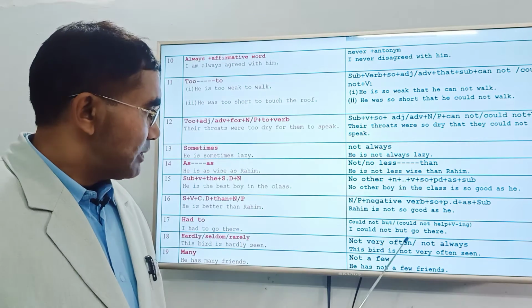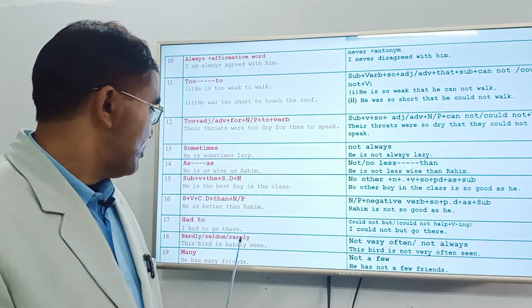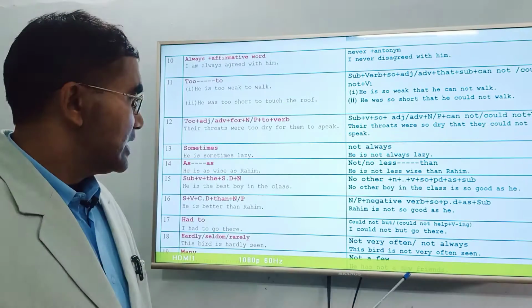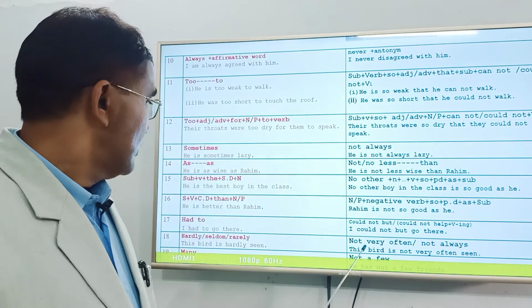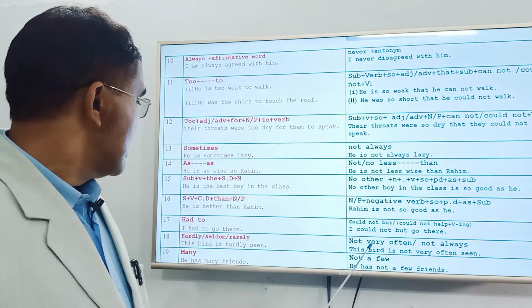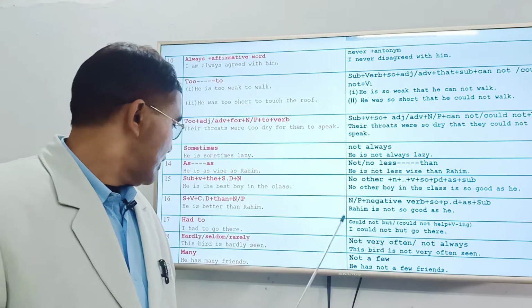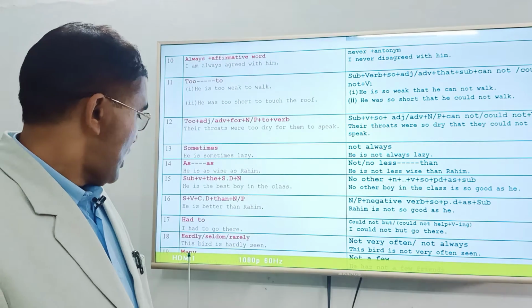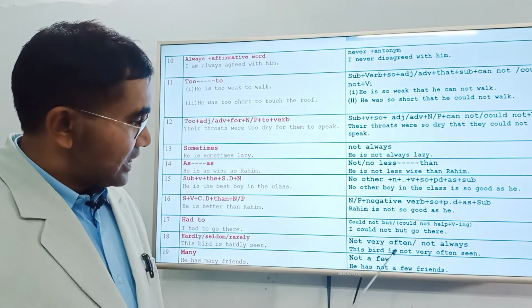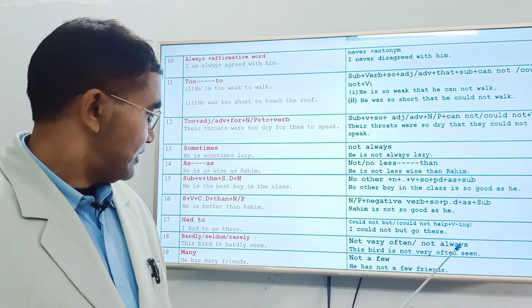I could not but go there. Next one: hardly, seldom, rarely. The negative form of hardly, seldom or rarely can be "not very often" or "not always". This bird is hardly seen. The negative sentence of this affirmative sentence can be: this bird is not very often seen.